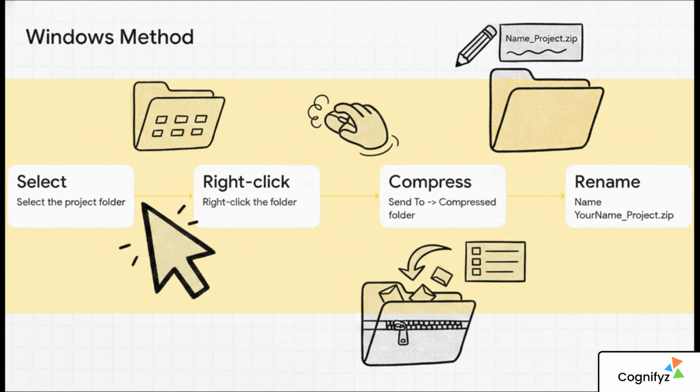Windows is going to instantly do its magic and drop a new icon right next to your original folder with a tiny zipper on it. Finally, Step 4, rename that brand new zip file to follow the exact naming convention. It needs to be your name _project.zip. So for example, John Doe _project.zip.